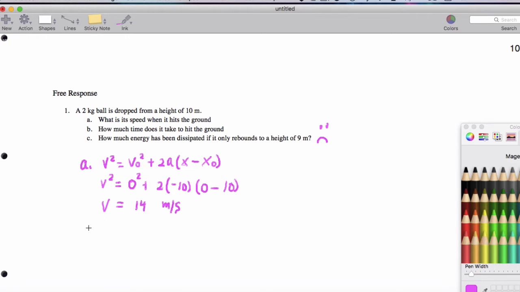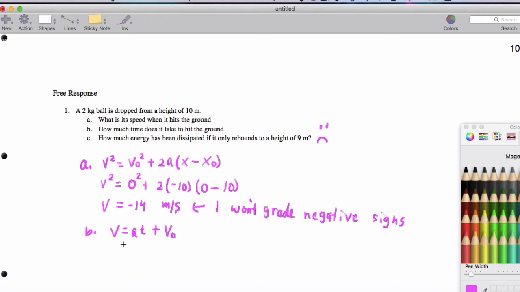Now, if we're looking for the time it takes to hit the ground, there's several things we could do. I'll do v equals at plus v naught. If you want to be really technical, we should make this a negative 14. I won't grade on negative signs, just so you know. Negative because its velocity is downwards.